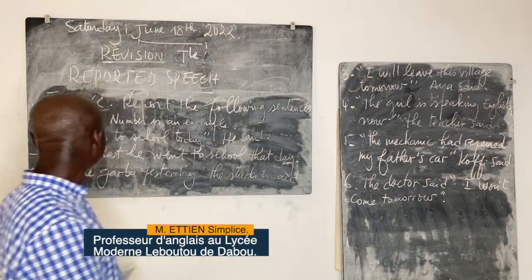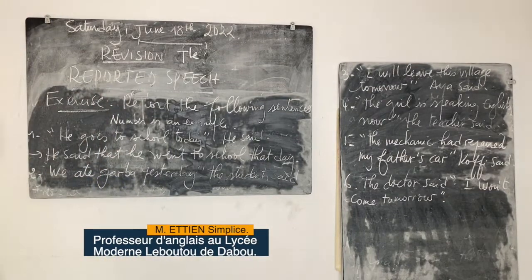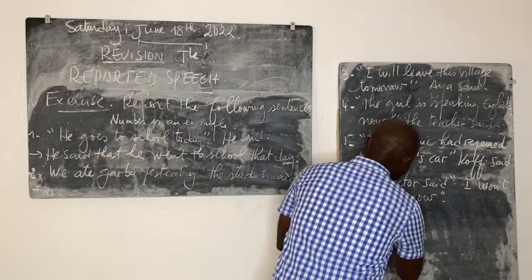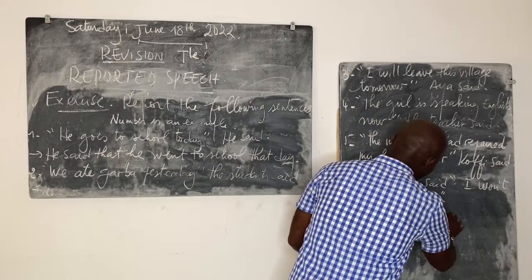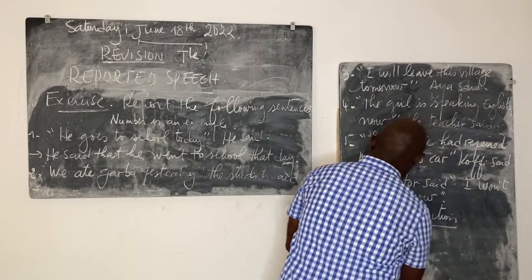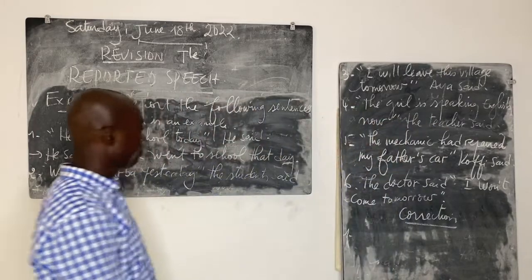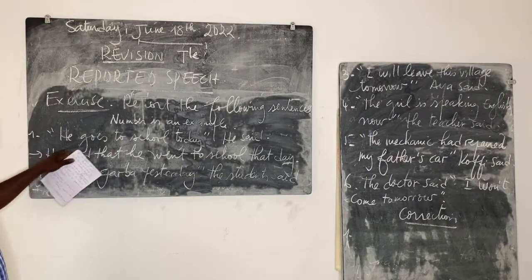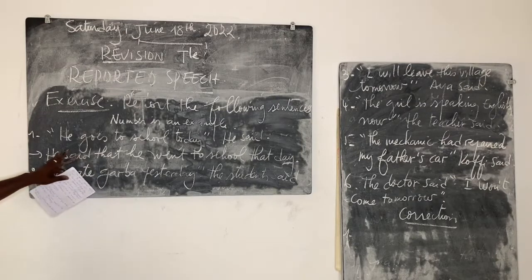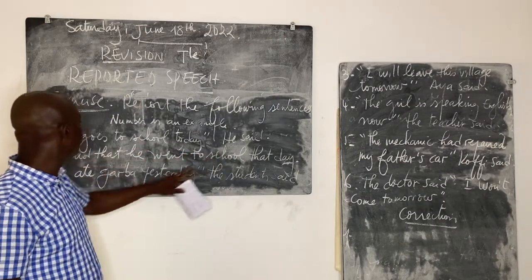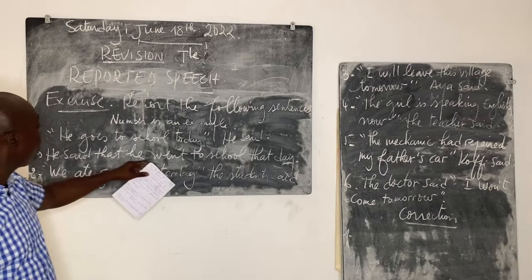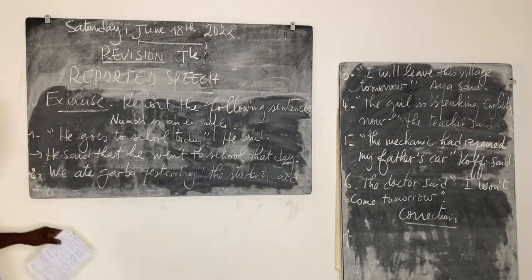Okay, so we're going to do the corrections. Okay, correction. He goes, no, this is an example. He goes up to school today. The example says that he said that he went to school that day.